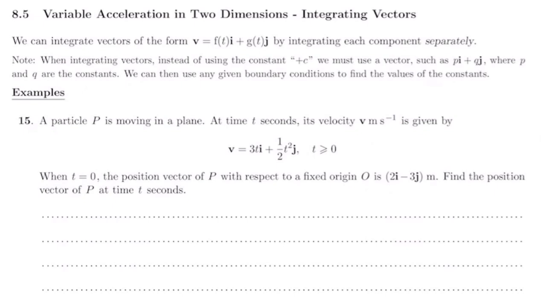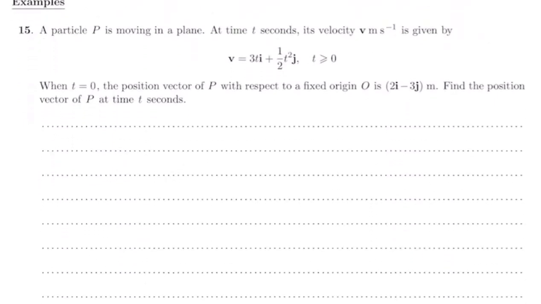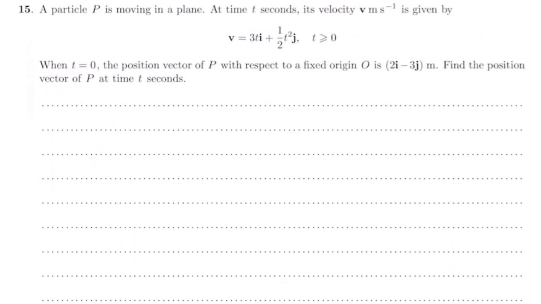Now remember, when we integrate we need a constant of integration, but when we integrate vectors, because they have 2 components, we need 2 constants in component form. And again we can use boundary conditions to find the values of those constants. So let's have a look at this first question, and this is example 15.